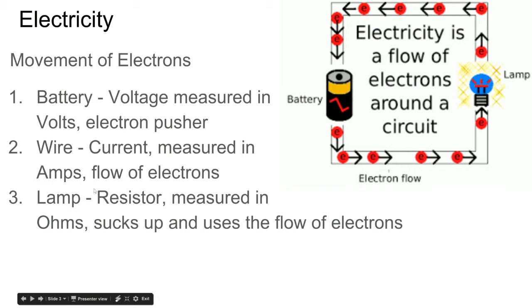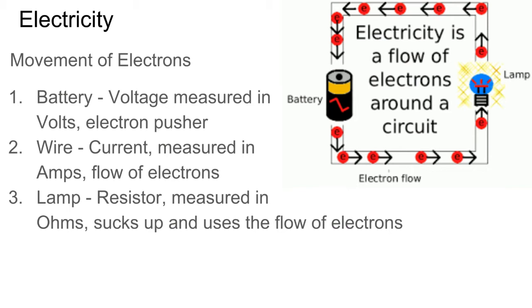And then finally, we have the lamp, or the light bulb, and this is the resistor. And so it's measured in ohms, and it's what uses the energy of the electrons. It's the thing that sucks up the flow of the electrons. So, if you've got a motor that turns a fan, that's a resistor. If you've got a lamp that gives light, that's a resistor. If you've got something that heats up from electricity, that's a resistor. So whatever's using the electrical energy, that a lot of times is the resistor.